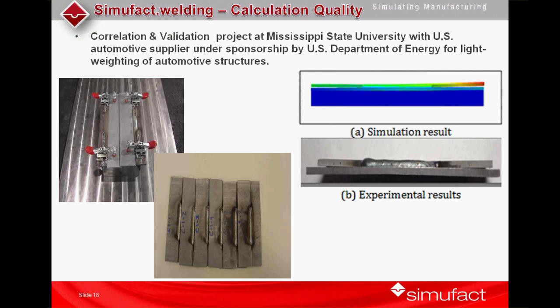I have a couple examples that demonstrate how we are validating and have validated the software. There's a nice project going on at Mississippi State University in the U.S. together with an automotive supplier in the U.S. and it was sponsored by the Department of Energy under a project for lightweighting of automotive structures. If you move from the regular steel structures to more high-strength steel, aluminums, the distortion effects become much more prominent, and that's why it's important to study welding for these type of lightweighting efforts.